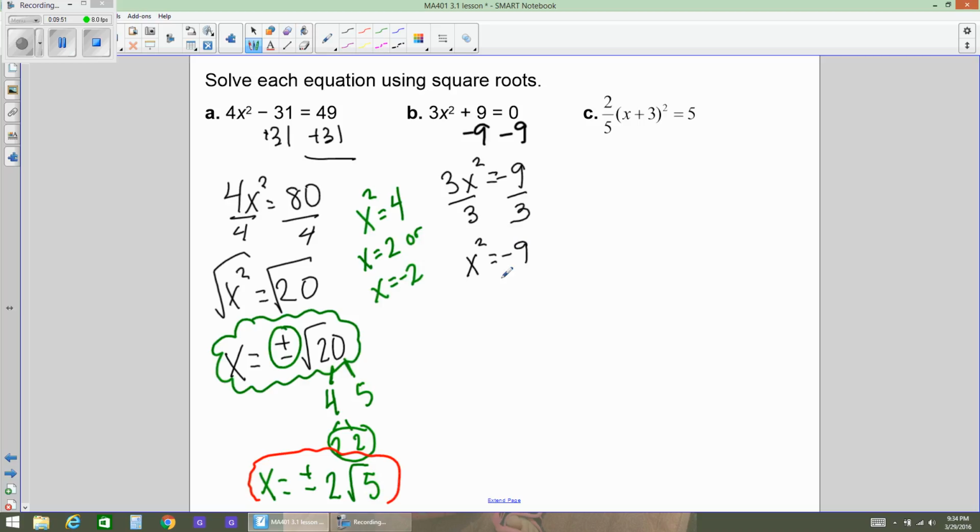negative 9. Now, are you allowed to take the square root of a negative? Right now, we haven't talked about complex numbers yet. So if you want to stop right here at this step and just say no solution, that is fine with me, because there is no real solution.